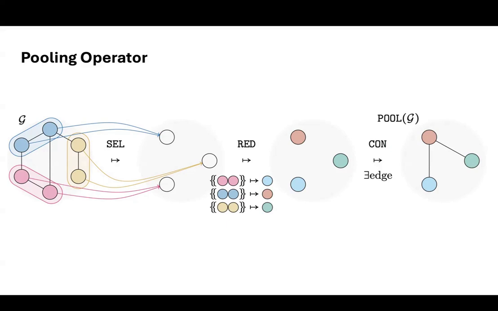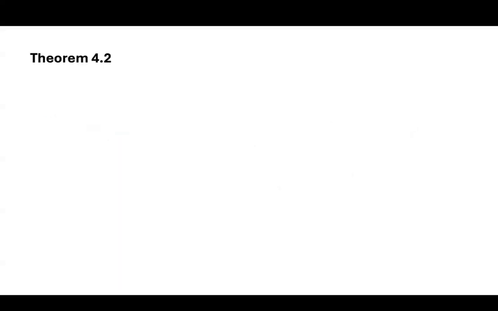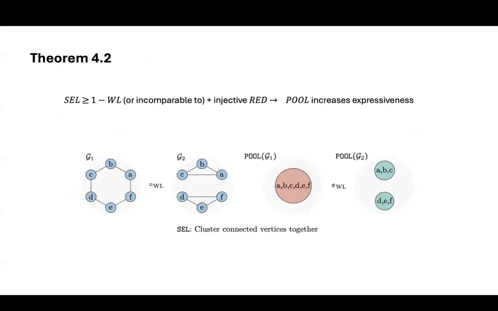We identified sufficient conditions on the pooling operator such that the pooling operator increases the expressive power of graph neural networks. First of all, we proved that using an injective reduce function and a select function that is more powerful or incomparable to the Weisfeiler-Lehman test, then the pooling increases the expressive power. Consider, for example, the two graphs below. G1 is a hexagon and G2 is a graph composed of two triangles. These two graphs are by Weisfeiler-Lehman indistinguishable. Then if you consider a pooling operator where the select function clusters together connected vertices, we end up with pooled graphs which are by Weisfeiler-Lehman distinguishable.